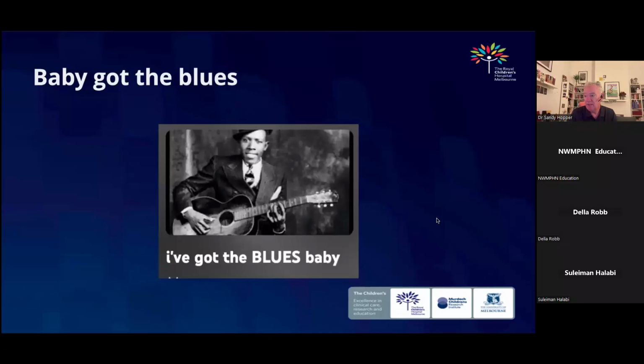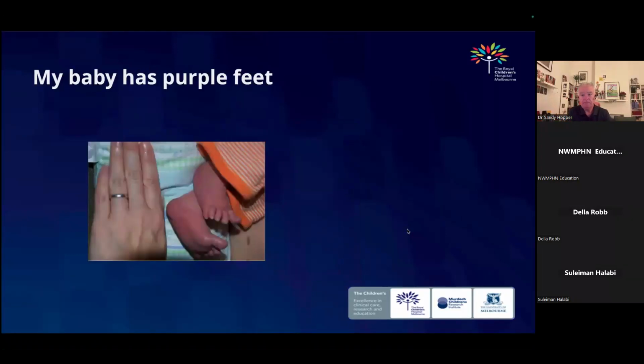Okay, let's dive in. Let's get the blues. Okay, these are some purple or blue rashes. My baby has purple feet. This is a 7-day-old baby who's presented with purple hands and purple feet. The baby is otherwise well, a term baby, in fact, a post-term baby with good APGARs, 4.2 kilos, bright and active, but has these startlingly purple feet.